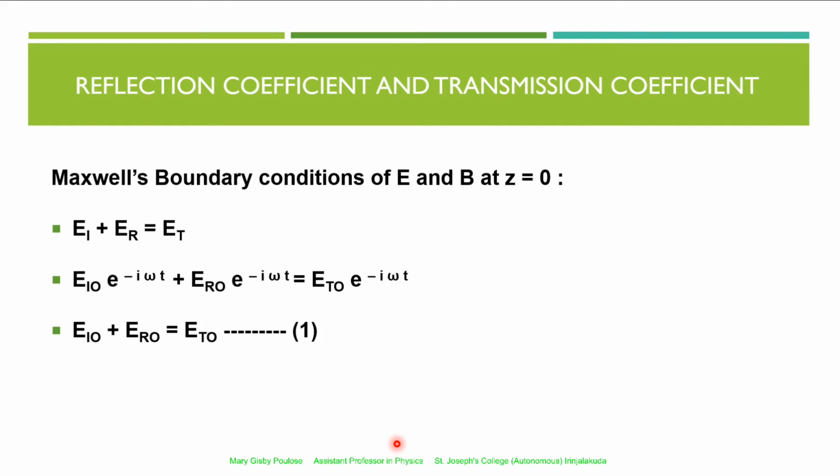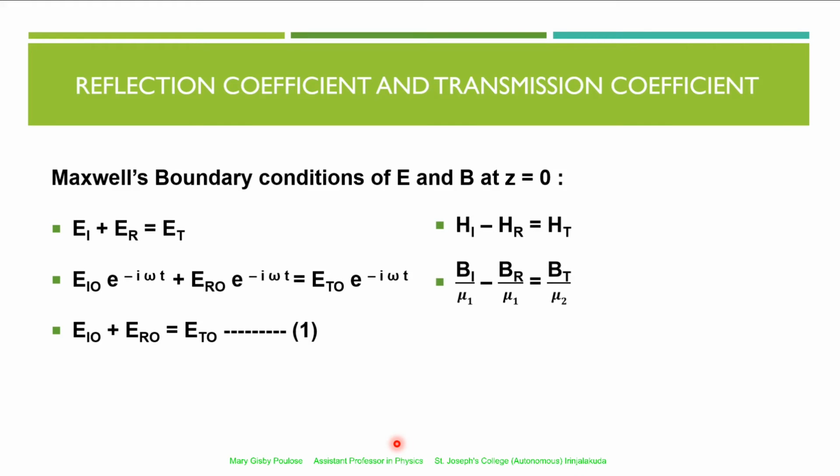Now the continuity equation in terms of the magnetic vector can be written as H_I - H_R = H_T. Here, the minus sign comes because the magnetic vector of the reflected wave is reversed. Hence, we get this equation. Now, let us rewrite this expression in terms of B. We have the relation B = μH, so we get H = B/μ.